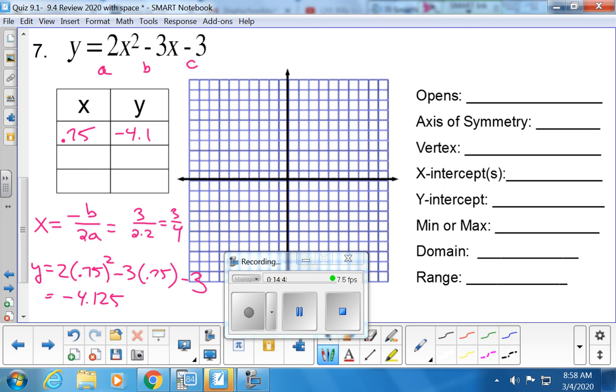I really only need a couple other points off of my table to fill out my table. I'm going to go with 0, negative 3, because it's like an intercept. And how about 2, negative 1? I just grabbed 2 points off my table randomly.